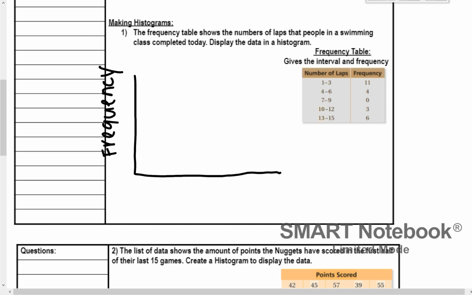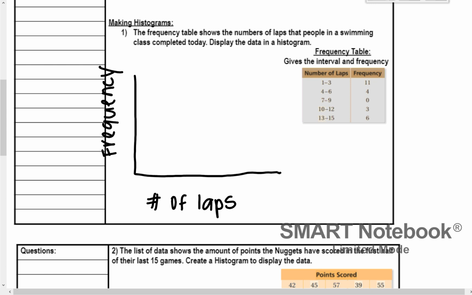This down below is going to be the number of laps. That tells us right here, because these are intervals, and that is labeled right here. So this is going to be number of laps, and I'm just going to use the number sign instead of writing out the word number. If you wanted to write it out, you can do that as well.